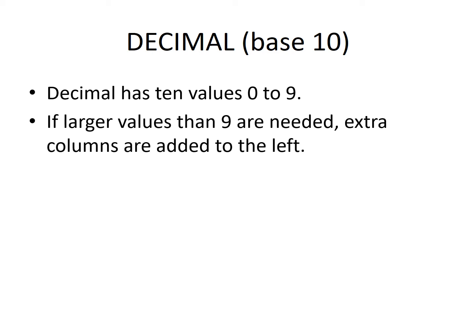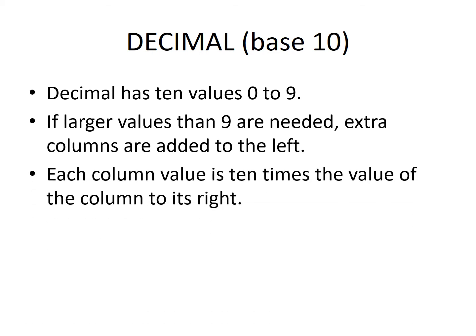After 9, what is the next number? 10. So for writing 10, we are adding one extra column on the left side. If larger values than 9 are needed, extra columns are added to the left. Each column value is 10 times the value of the column to its right.